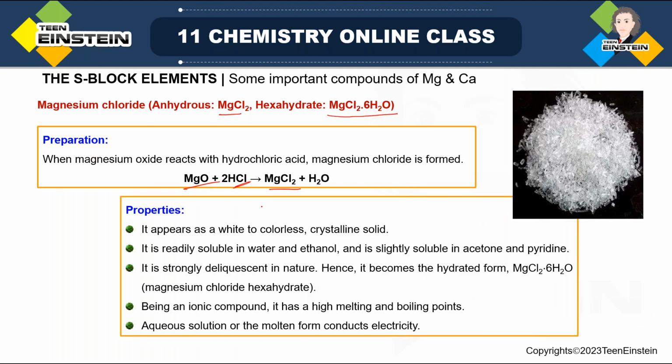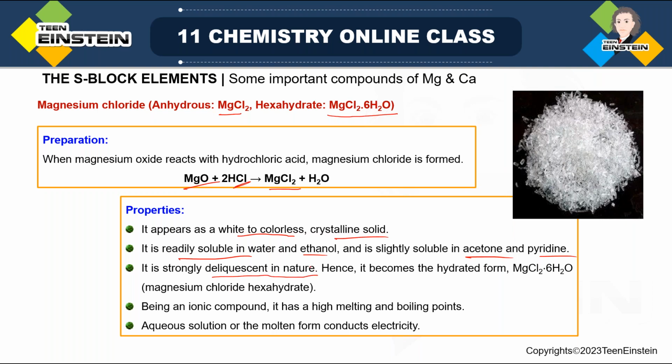The properties of this compound: it appears as a white to colorless crystalline solid. Water solubility is very good, also in ethanol. In organic solvents like acetone and pyridine the solubility is obviously not good, because it is after all an ionic compound. So it is only slightly soluble in acetone and pyridine.